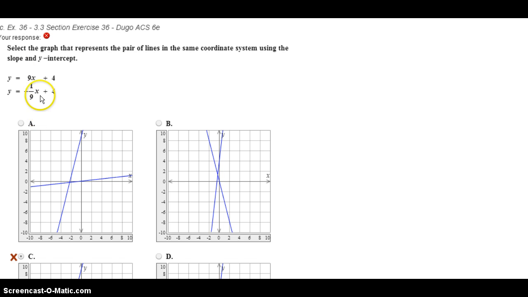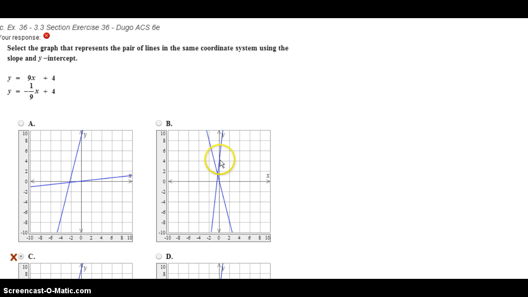answer. As for this problem, notice that both lines are in slope-intercept form. The y is all by itself on the left. So the number here at the end is the y-intercept. Both lines should go through the y-axis at the point 4. So looking at 4 on the y, they should both go through this point. So it can't be A because neither one goes through that point.